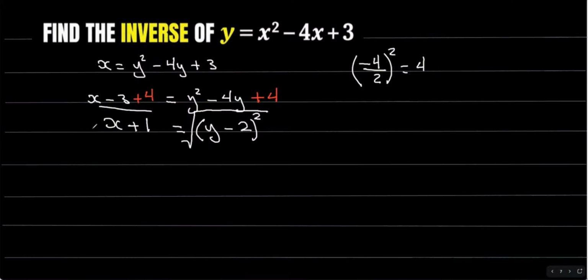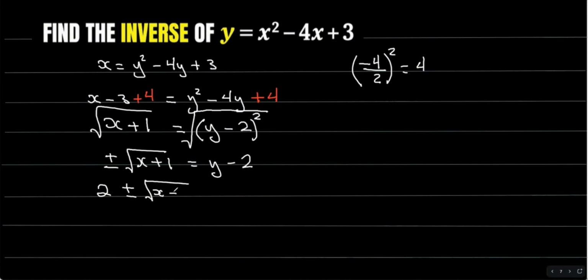We have to square root both sides to get rid of the square. And I end up with plus or minus square root of x plus 1 equals, the square will cancel the square root and you end up with y minus 2. Now, one more step, just move the negative 2 to the other side, then you'll end up with 2 plus or minus square root of x plus 1 equals y. And to indicate this is the inverse, we just write it as f to the negative 1 of x equals 2 plus or minus square root of x plus 1.